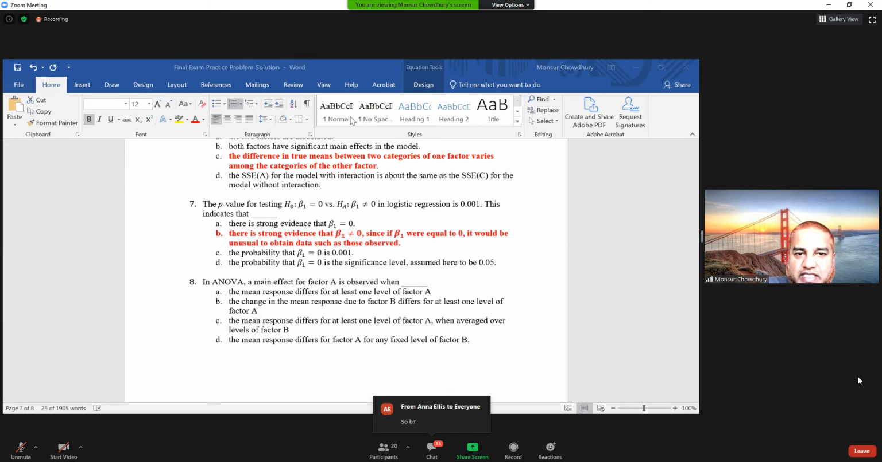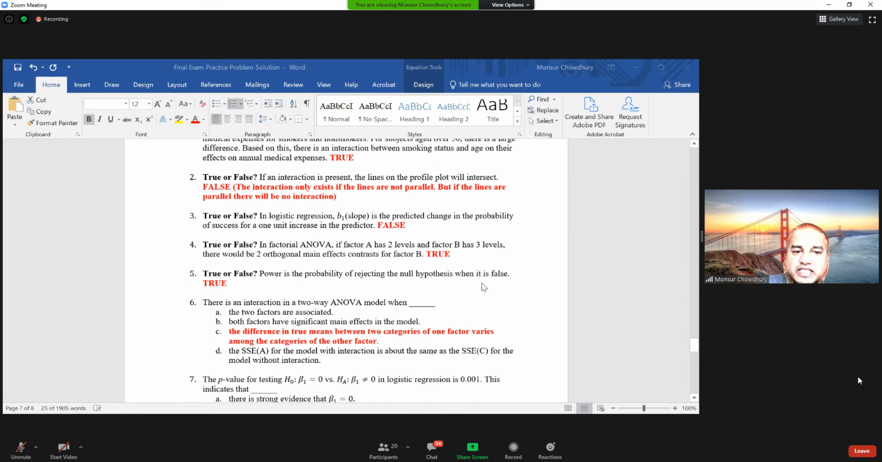So the answer says B. B says the change in the mean response due to factor B differs for at least one level of factor A. No. Because we are not looking at the change in the levels of another factor. We are looking at whether there is an average change in the response by changing the levels of one factor when we take the average over all other factors in the model.